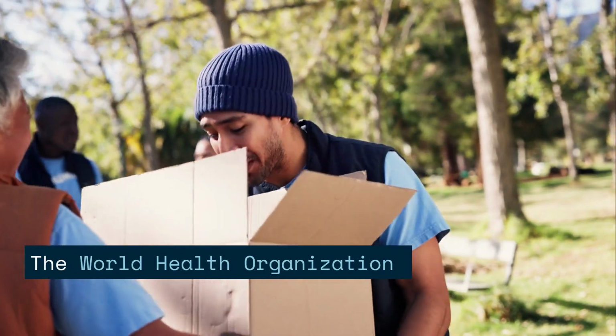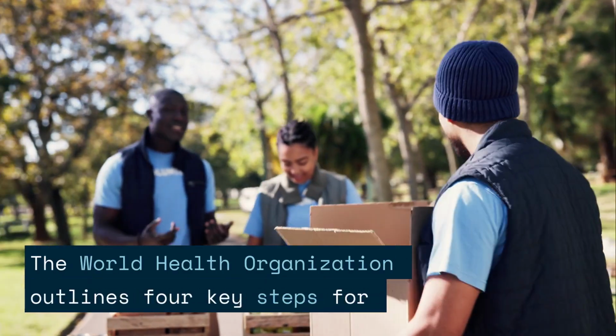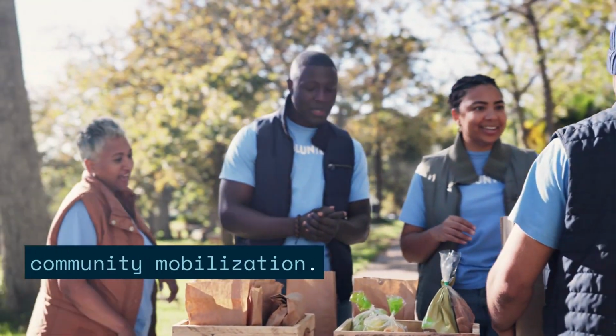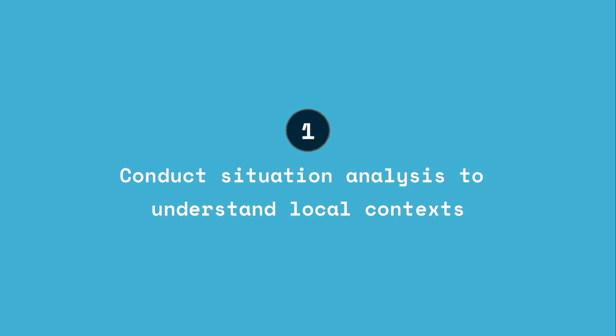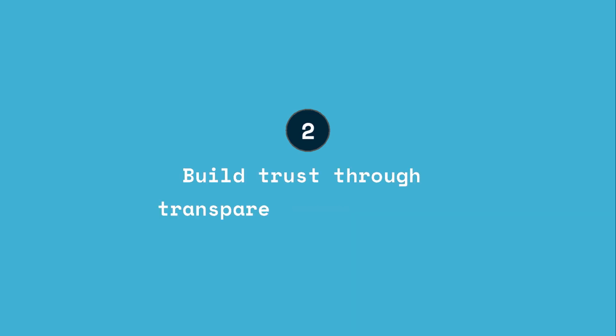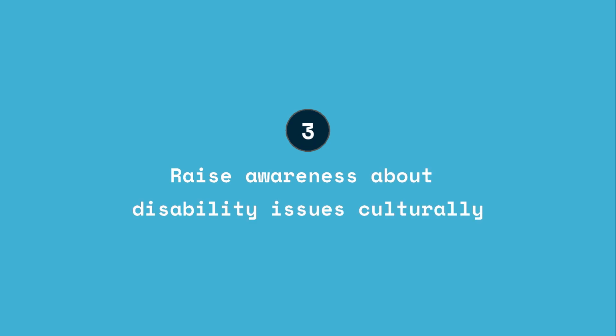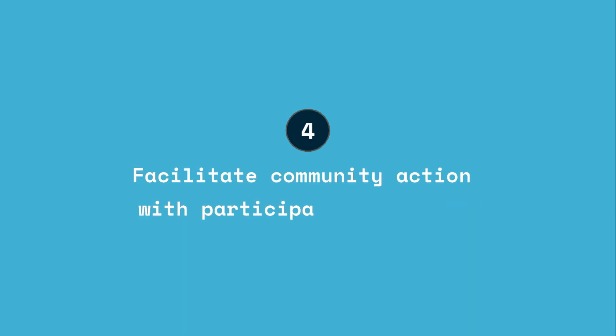The World Health Organization outlines 4 key steps for community mobilization. First, we conduct a situation analysis to understand local contexts and resources available. Next, we build trust through transparency and respect for community leaders. The third step involves raising awareness about disability issues using culturally relevant methods. Finally, we facilitate community action by encouraging participatory planning.